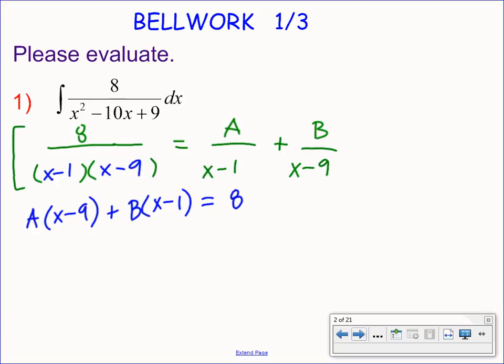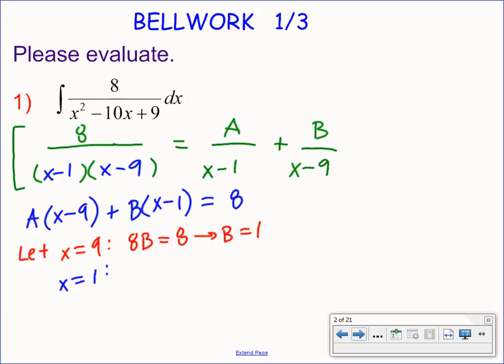And so what would be a good x value to choose? Kobe? 9. Good. I'm going to let x equal 9. And if we let x equal 9, the a term will drop out, and I'll have 9 minus 1 is 8b equals 8. Therefore, I know b must be 1. Or another convenient x value? Courtney? 1. Cool, thank you.